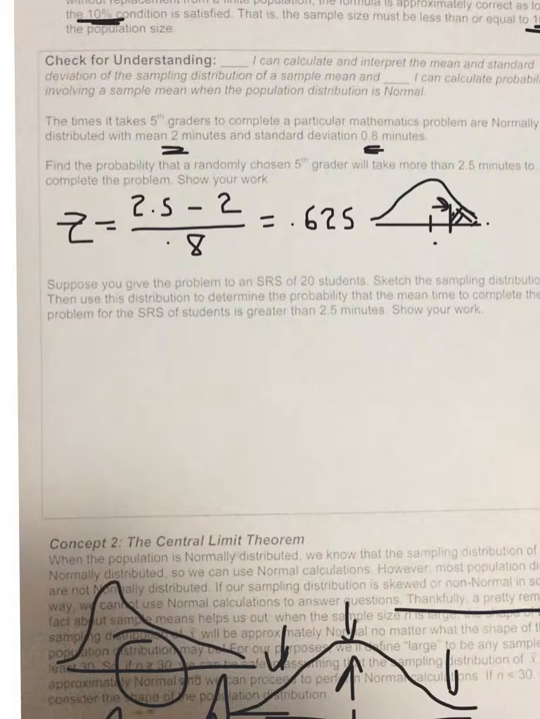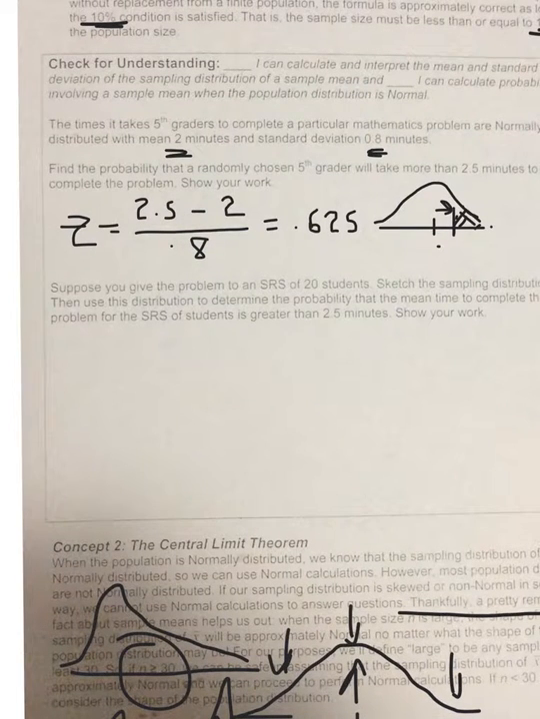That's indicating that that's all of this stuff below this, that's 73%. So above it, subtracted from 1, and you get 26.5. So what does that mean in this situation? I have a 26.5% chance of randomly picking a kid that is going to take 2.5 minutes or more to do these math problems. Roughly 1 out of 4 kids is going to take longer than 2.5 minutes. Okay, let's look at the next one.